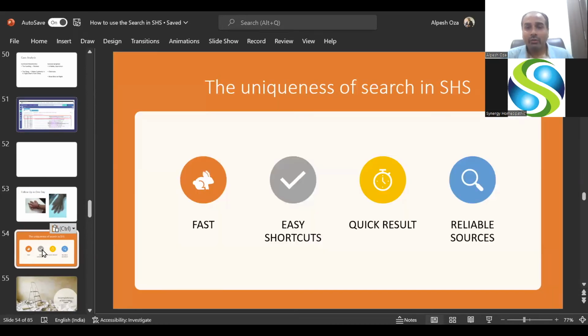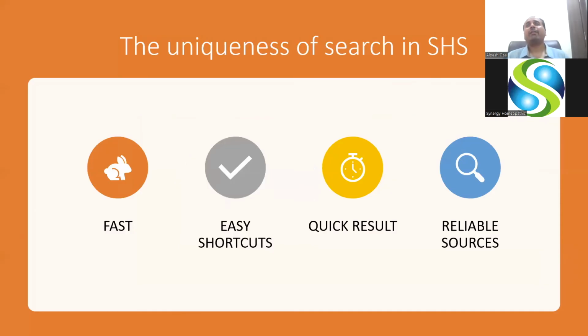Okay, so the uniqueness of the search in SHS, it's very fast. It has very easy shortcuts. Now everyone tells us what is unique in your case, what is unique in your software, what is unique in SHS. I would say that it has very fast search results. You saw that very easily. You could perform, or you could see it very easily, quickly it is coming. It has very easy shortcuts.